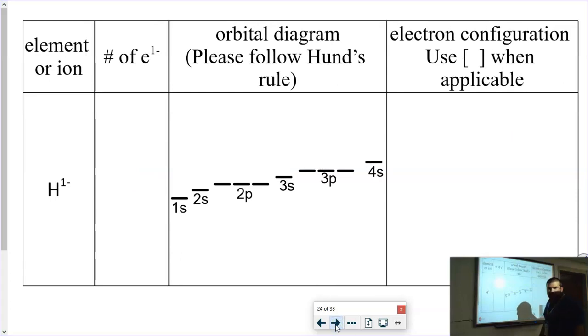Hydride. Not a hydrogen ion. Hydride. Okay? This is a real thing. It's more rare than a hydrogen ion. Hydrogen ions are everywhere, but hydride's a little weird. So hydrogen normally, if it's neutral, has 1 electron, but it has a 1 minus charge, which means we've gained 1. Okay, we have an extra. There you go. Boom. Easy peasy.